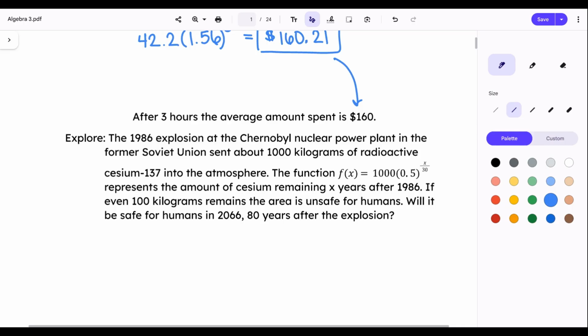Good, it'd be the 80 because X says that it's years after 1986. So 2066 would be 80 years after the initial explosion happened. So our X is going to be 80. And then we're going to plug this in. So 1,000 times 0.5, and then that's raised to the 80 over 30. Okay, so I'm going to give you a minute to go ahead and calculate that.